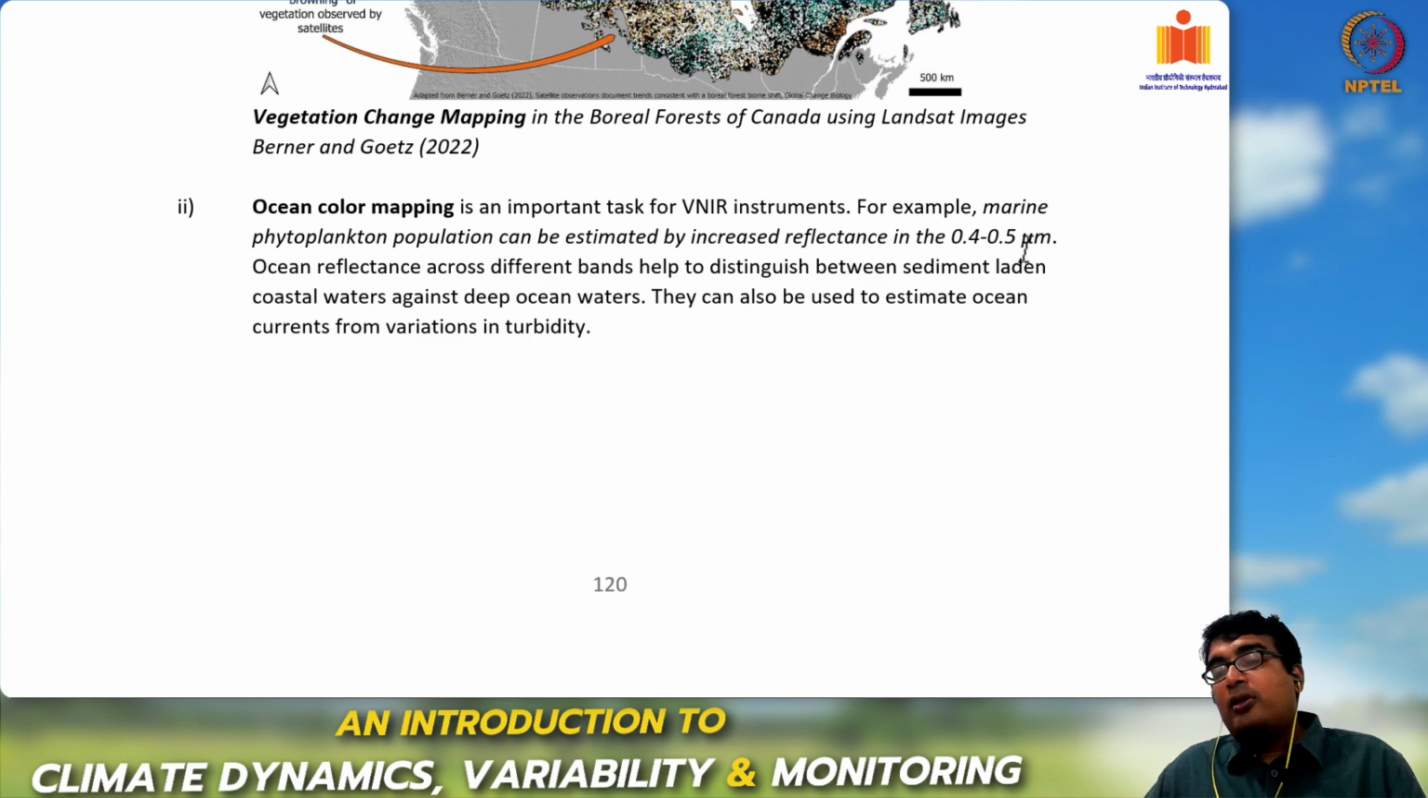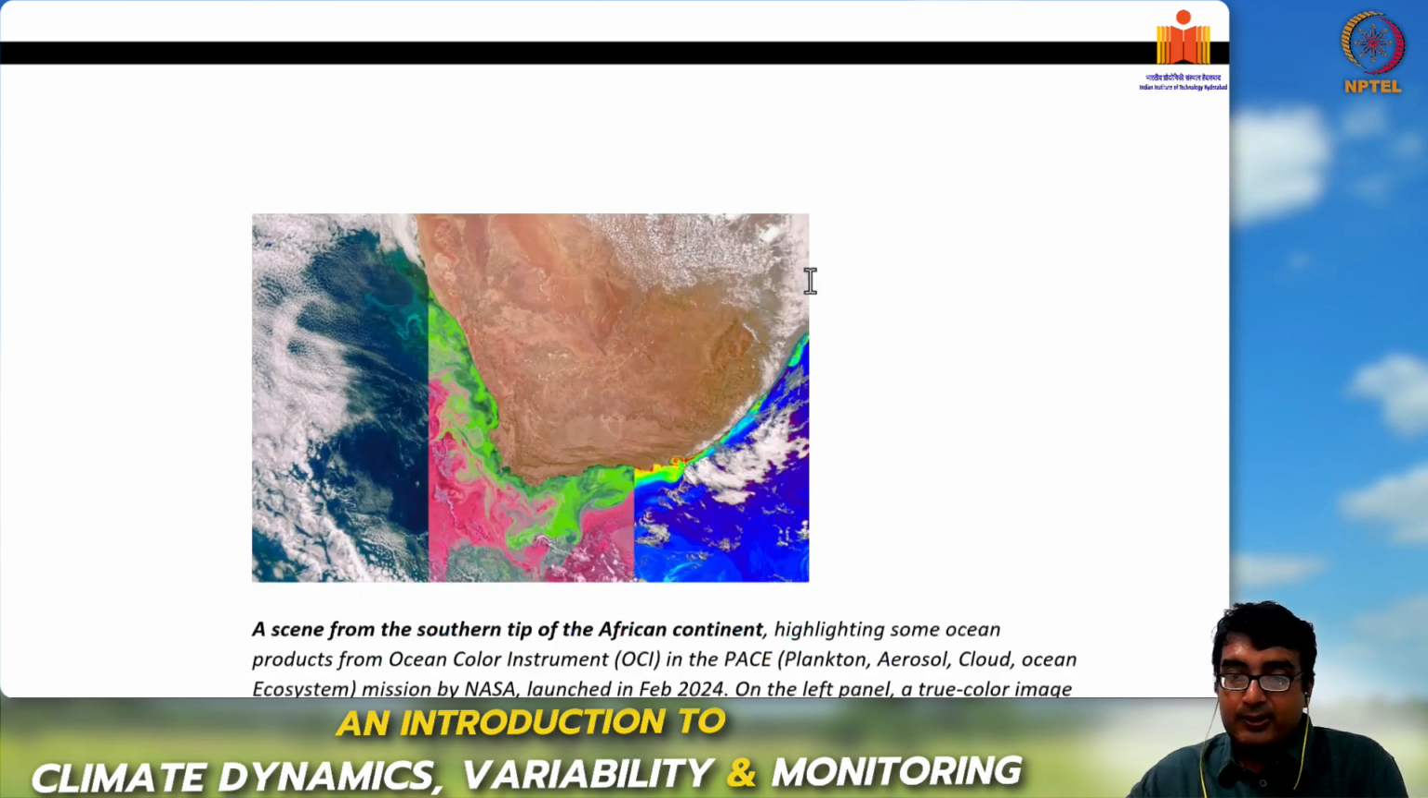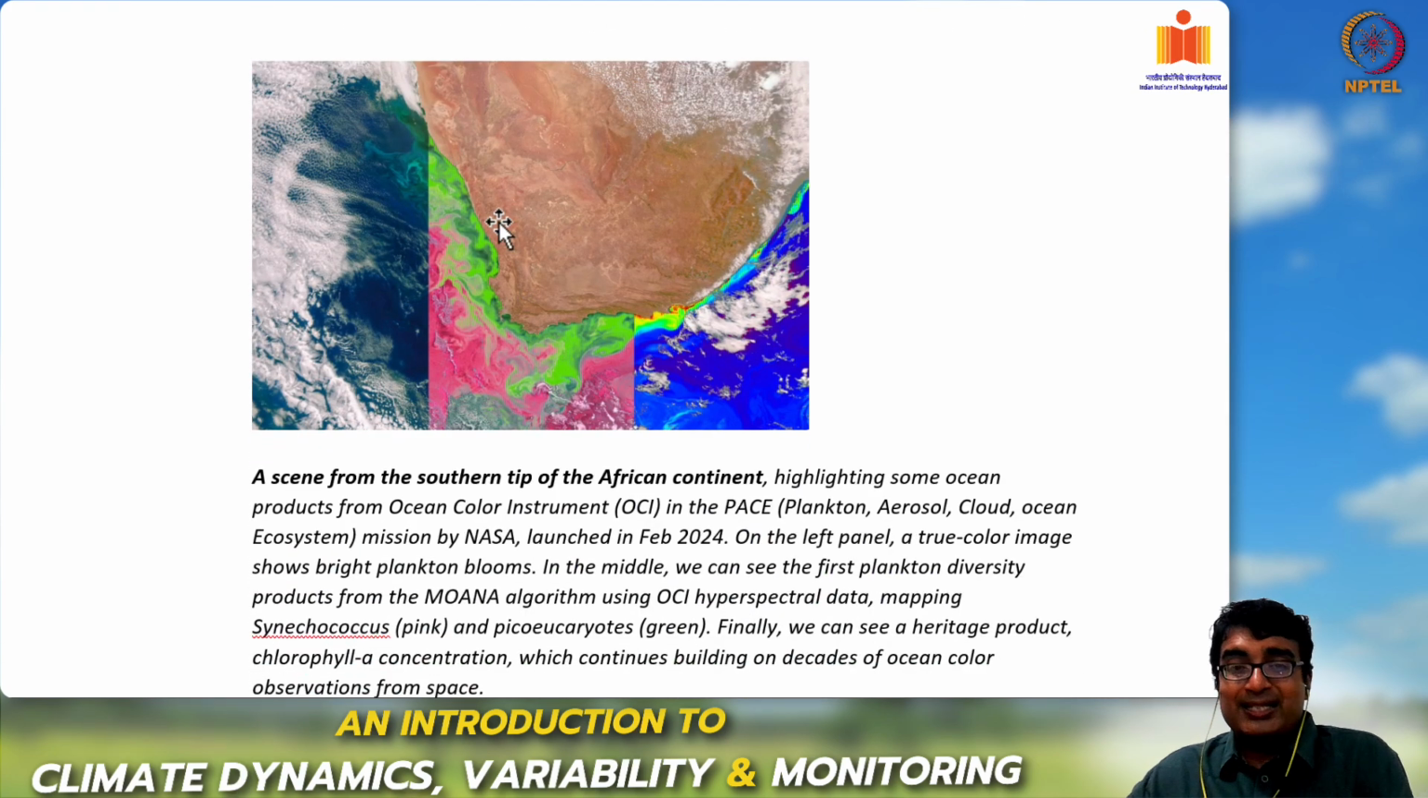Furthermore, these turbidity variations can also help us identify the strength and the distribution of various ocean currents. So, ocean color mapping provides excellent information on various important features of oceans, and this is also something that VNIR imaging does. So, for example, this is the coast of southern Africa, and this is the ocean around it where an algal bloom has been occurring.